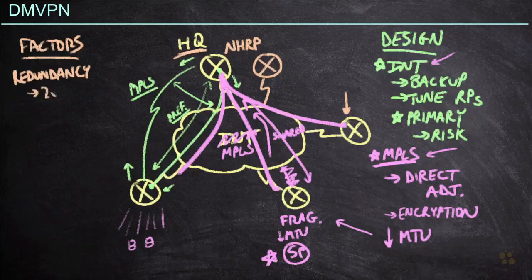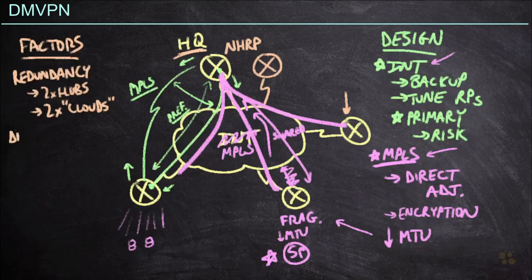So yes, let's make sure that we have two hubs, but another consideration could be that we would want to deploy two different DMVPN, well, let's call them clouds. Essentially, each instance of DMVPN would be its own cloud, and as such, if we were to deploy two instances of DMVPN, well, that would add additional redundancy.